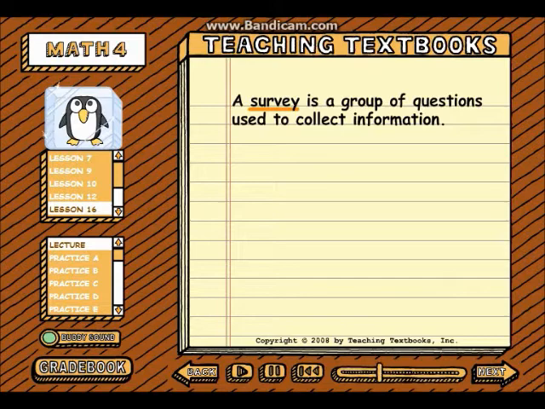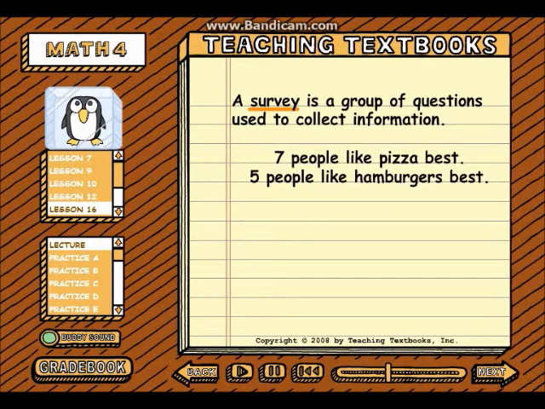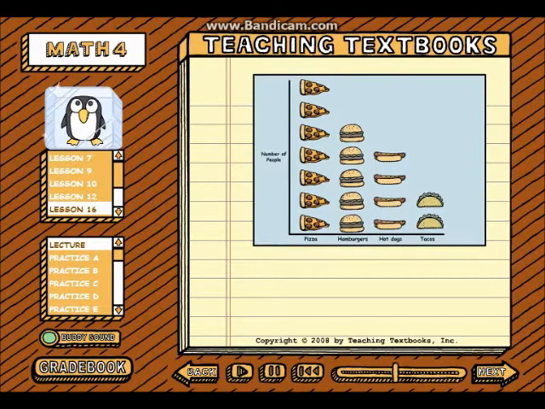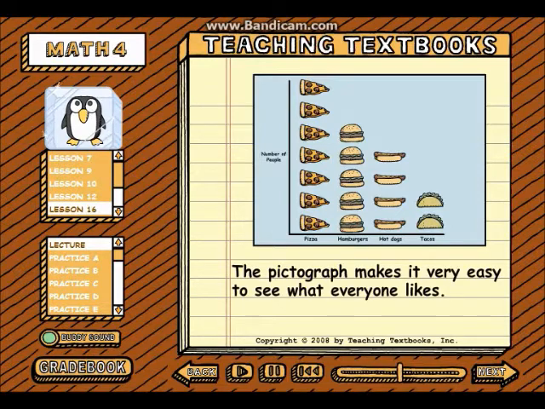But let's say that Marla takes a survey of her Sunday school class about their favorite food and comes up with this. 7 people like pizza best, 5 people like hamburgers best, 4 people like hot dogs best, and 2 people like tacos best. We can show this information with a pictograph like this. See how it works? A pictograph uses pictures of the actual things that you're counting. That's where the name comes from.